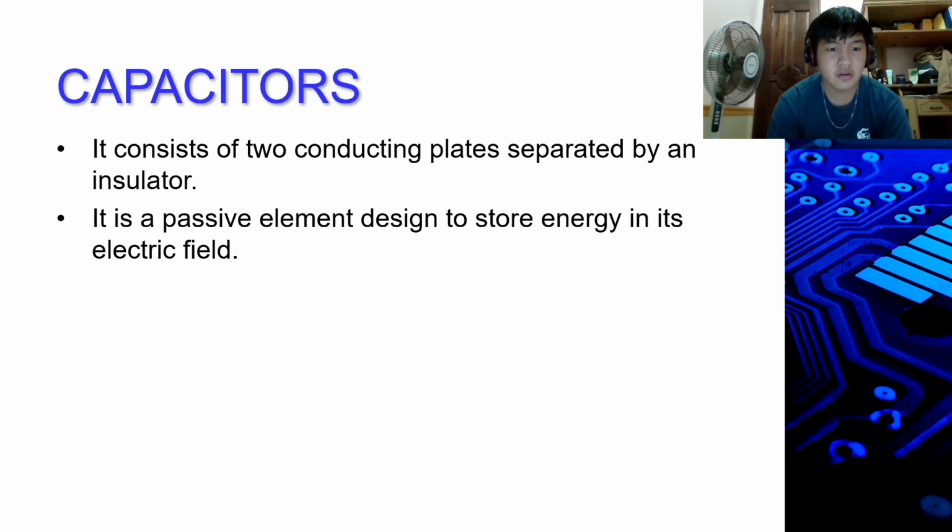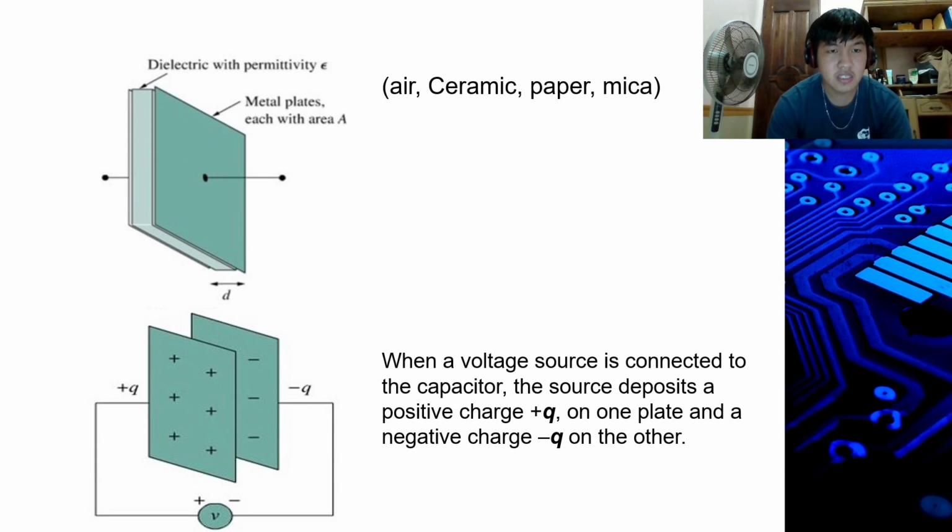So, a capacitor is one kind of passive element like resistor, inductor, and many others, which is commonly used in electronics. Basically, the construction of a capacitor is two metal plates, in parallel, and a dielectric with permittivity, which defines what type of material is used as the insulator in the capacitor, which could be air, ceramic, paper, and mica.